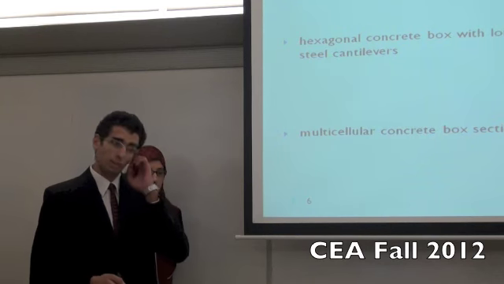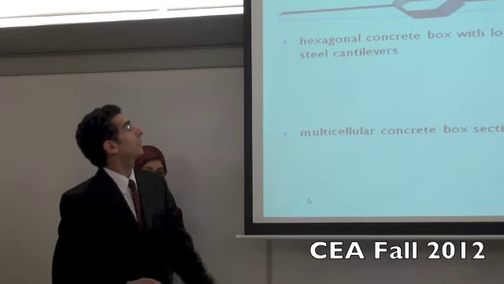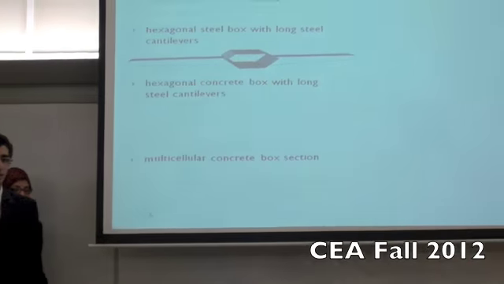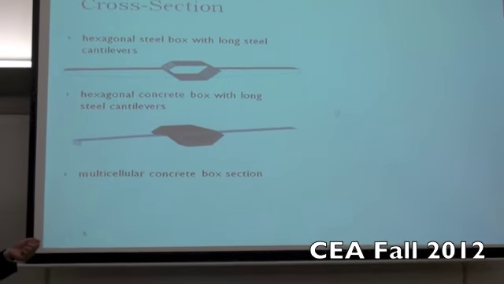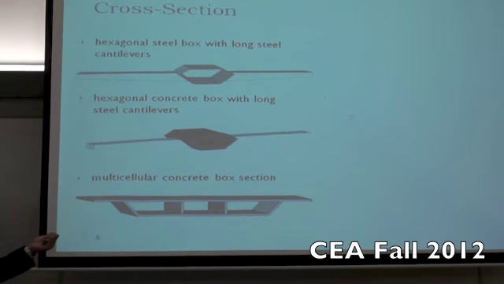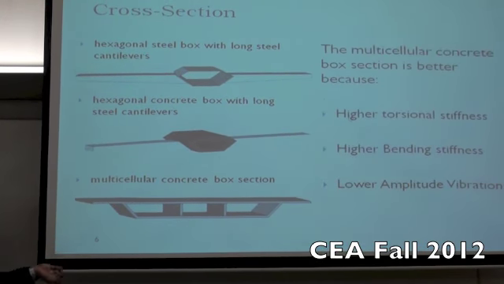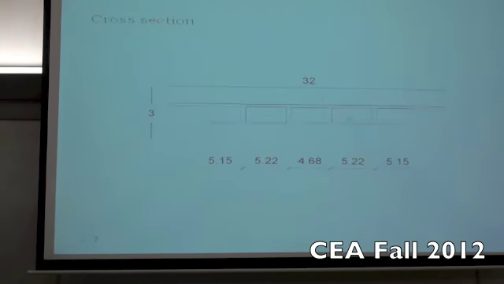The proposed cross sections from the first presentation were a hexagonal steel box with long steel cantilevers, or a hexagonal concrete box with long steel cantilevers, or a multi-cellular concrete box section. We found that the multi-cellular concrete box section is better than the other two alternatives because it has higher torsional stiffness and higher bending stiffness and lower amplitude of vibrations.